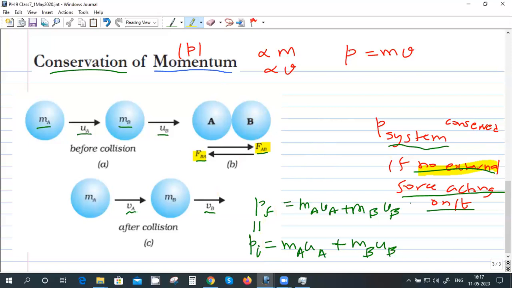Those two forces cancel each other out. These forces are called internal forces. It's within the system. There is no external force acting on it. A and B are within the system, so they are internal forces. They are called internal forces because there's nothing from outside which is creating this force. Forces from outside are called external forces. So that's why, as there is no external force, the momentum is conserved.